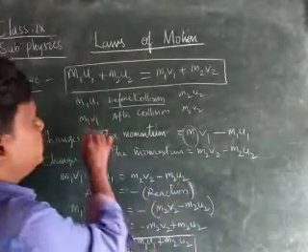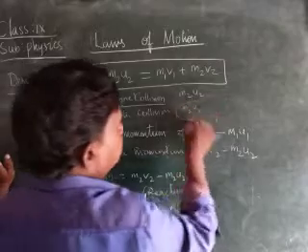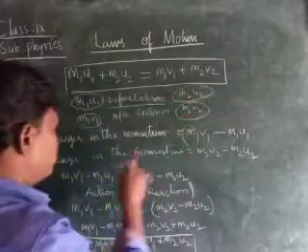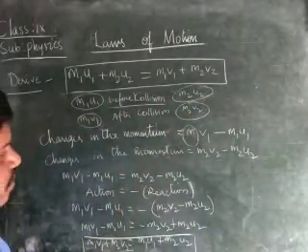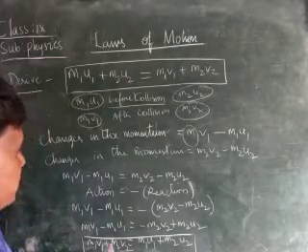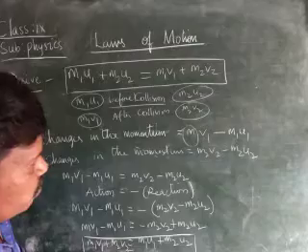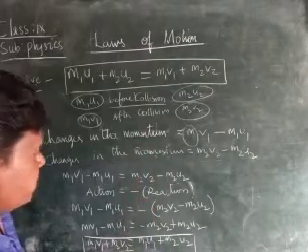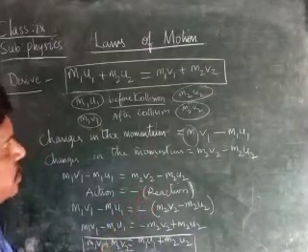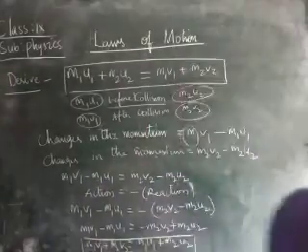Okay, therefore the change in momentum of the first body is m1 v1 minus m1 u1, and the change in momentum of the second body is m2 v2 minus m2 u2. Therefore, by equating them, action is equal to minus reaction. Normally they are colliding with each other.